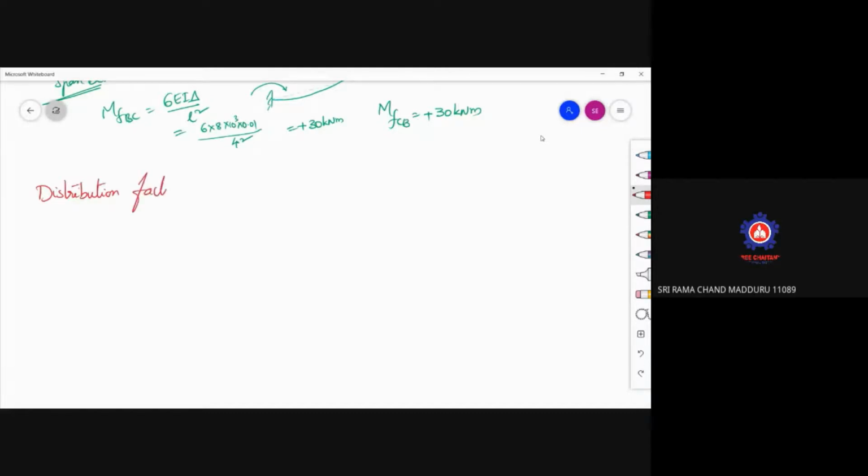So the distribution factors are calculated at the joint. So this is joint B. At joint B, if you observe, the number is there.